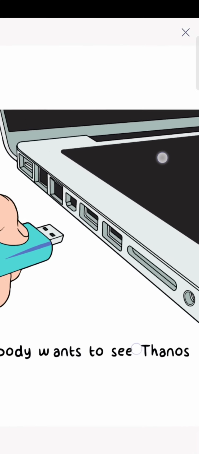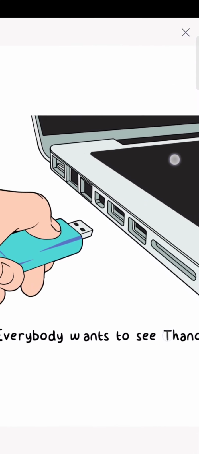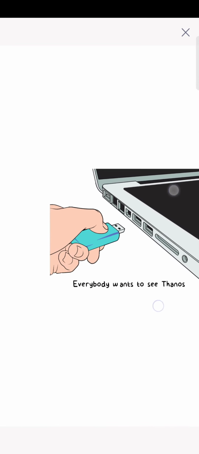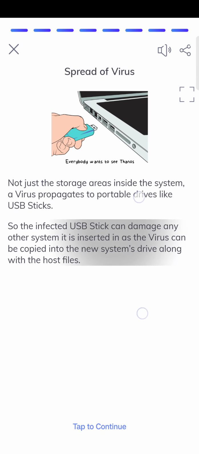Not just the storage areas inside the system, a virus propagates to portable drives like USB sticks. So the infected USB stick can damage any other system it is inserted in, as the virus can be caught.